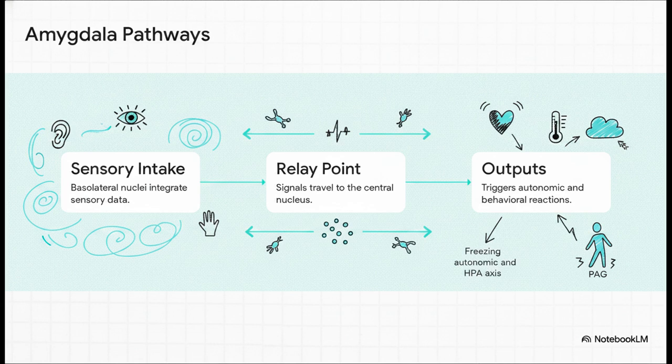The central nucleus sends commands directly to the hypothalamus to trigger autonomic responses, like spiking your heart rate via the HPA axis, and to the periaqueductal gray matter, or PAG, to trigger behavioral reactions, like freezing perfectly in place. It's literally an incredibly efficient, hardwired circuit.